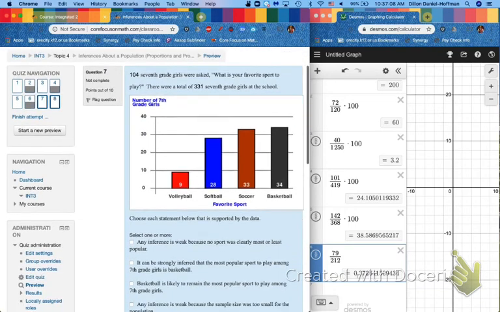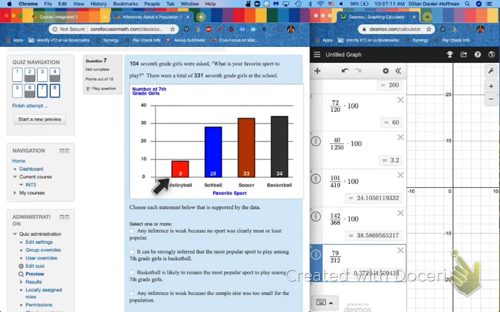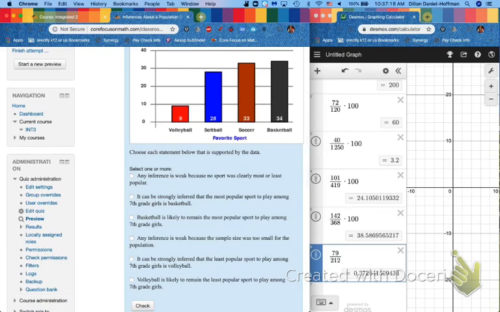All right, look at this one. Boom. Volleyball sticks out as the lowest. Everything else is tied. So all I know, again, nothing about the future, is I can strongly infer that the least popular sport to play among 7th grade girls is volleyball.